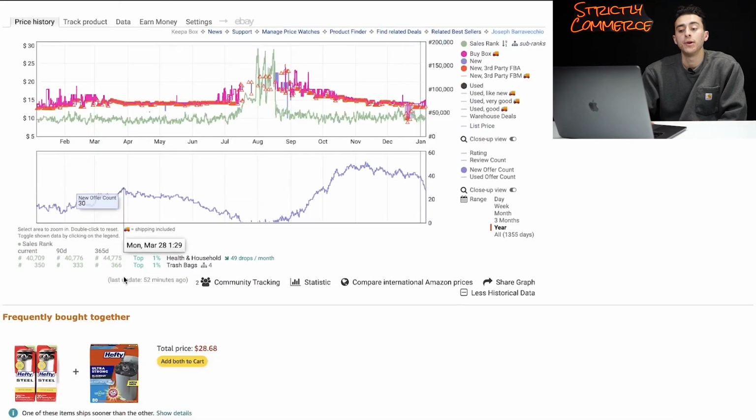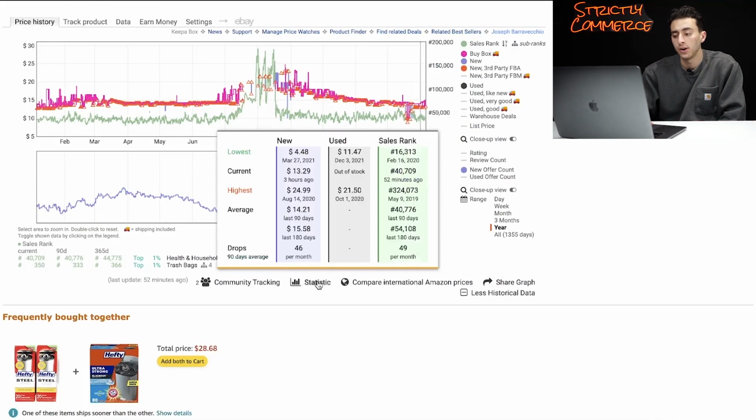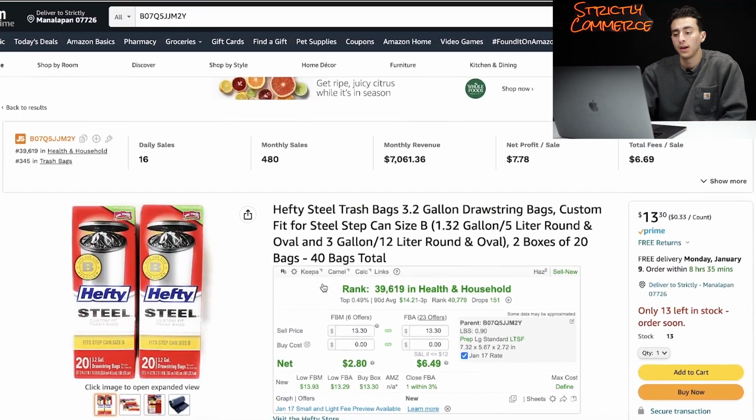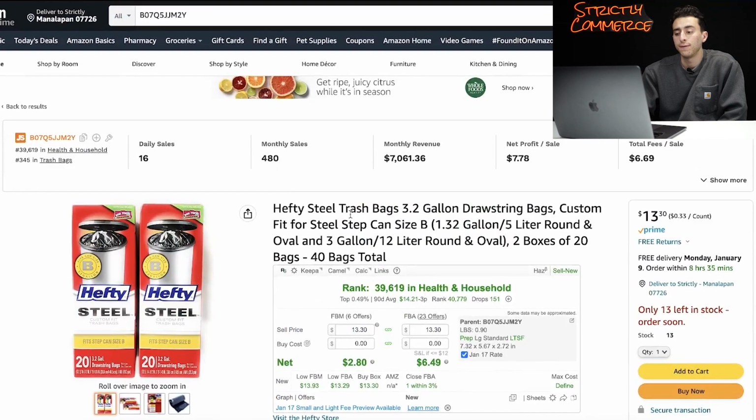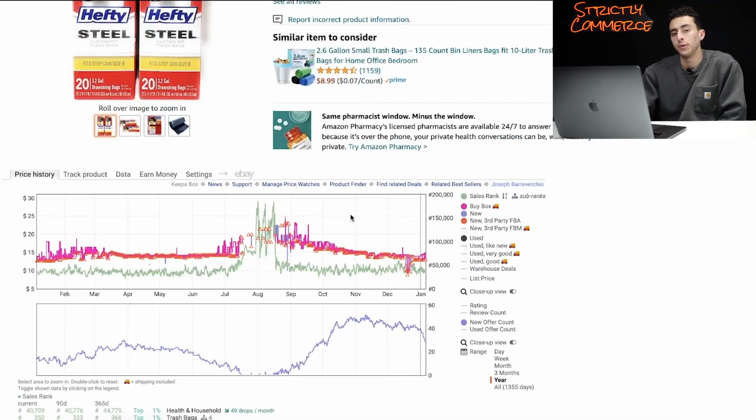If you want to see how many units sold per month, you could scroll down here, go to drops, and then it'll say 49 drops in the last month. It's saying that there's roughly 50 sales per month. Now, Jungle Scout is estimating 480, so the drops tend to be a little bit more conservative estimates than the Keepa data, but you would just buy a couple units to really see how much it's moving. Keepa, the only thing that it's not great with is how many units sell per month.